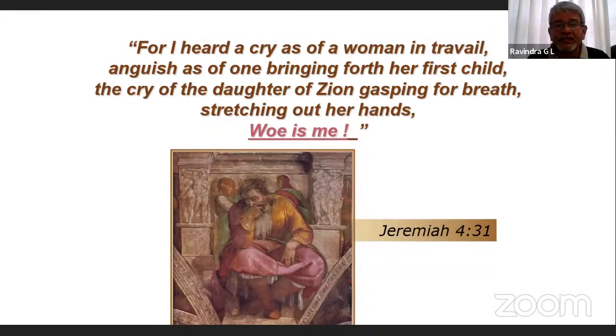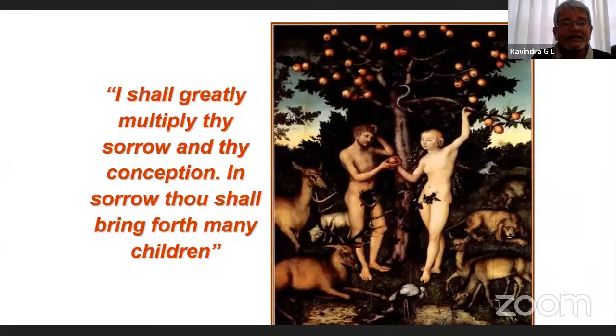This is from the Bible. For I heard a cry as of a woman in travail, anguish as of one bringing forth her first child, the cry of the daughter of Zion, gasping for breath, stretching out her hands, woe is me. I shall greatly multiply thy sorrow and thy conception. In sorrow thou shalt bring forth children. This is the story of Adam and Eve, in which it says that in sorrow thou shalt bring forth many children.